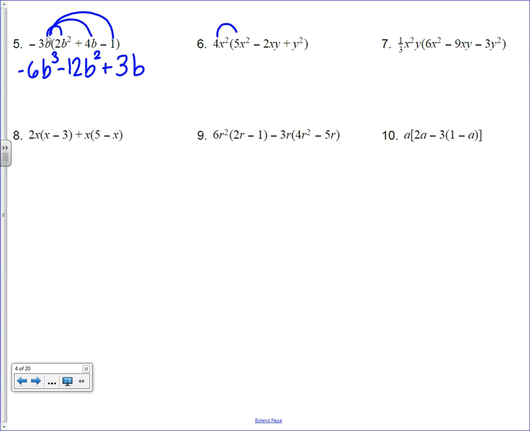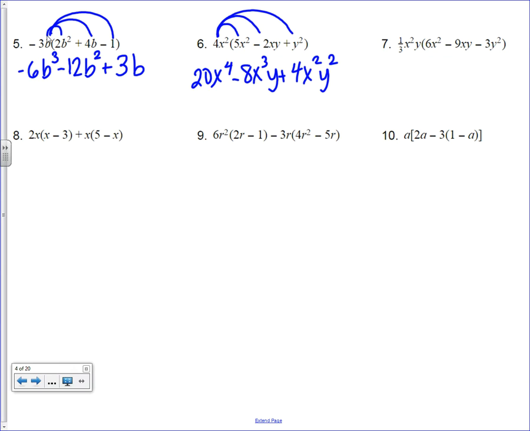For number 6, I have 20x to the 4th when I add those exponents. This will give me a negative 8 when I multiply, then an x to the 3rd, and we'll drop the y in. And then we have a plus 4, and we'll drop the x's in and drop the y's in.